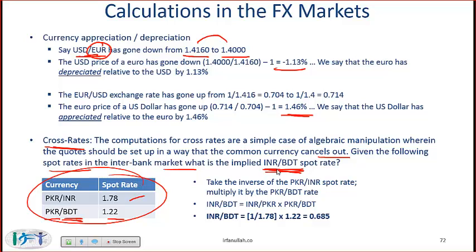So what you can say is the following. The INR to BDT is equal to INR over PKR times PKR over BDT. The PKR will cancel out and you will be left with INR to BDT. So are you given the INR to PKR? You are given the PKR to INR. So what you have to do is find the reciprocal, which is this 1 over 1.78, and multiply that by PKR over BDT, which is given, that's 1.22. You do that and you come up with the INR to BDT of 0.685. That is the cross rate.